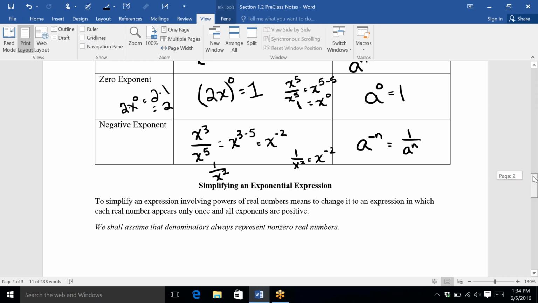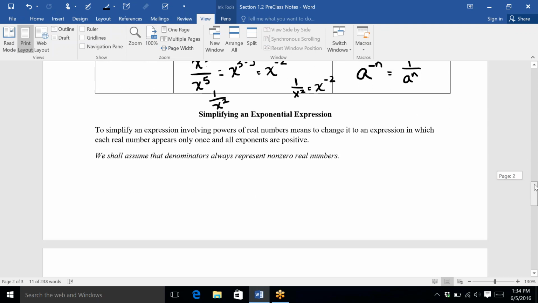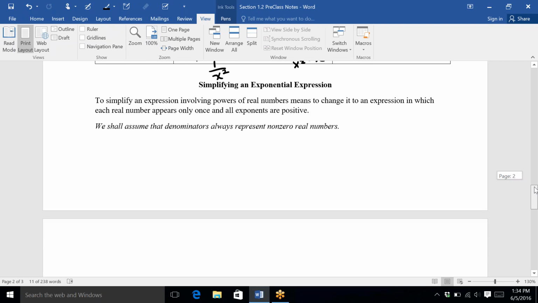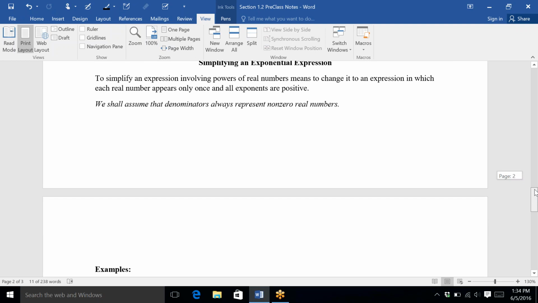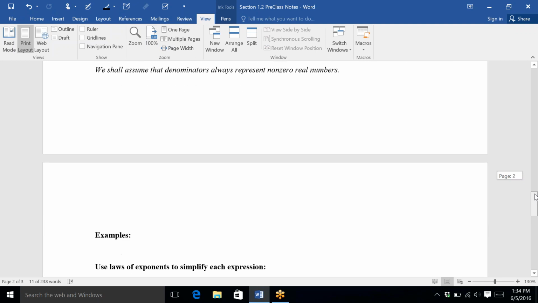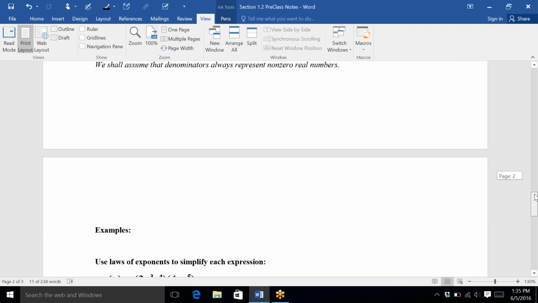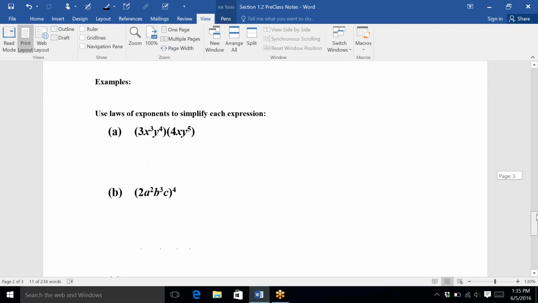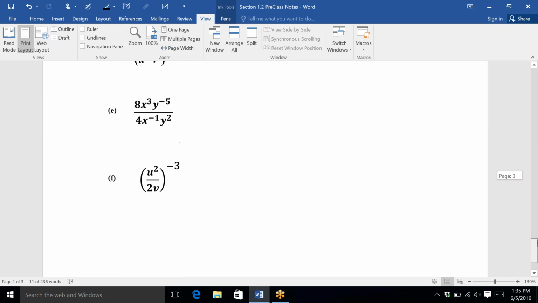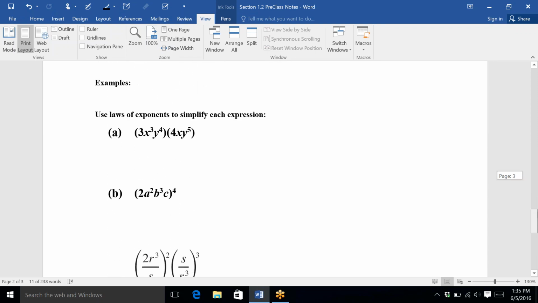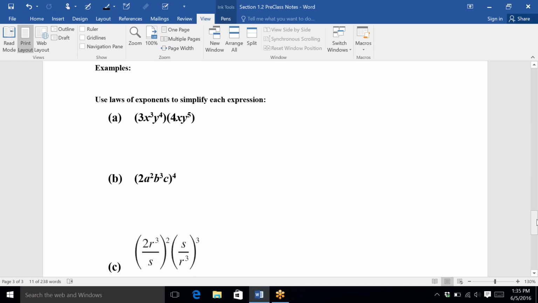Okay, let's talk about simplifying an exponential expression. To simplify an expression involving powers of real numbers means to change it to an expression in which each real number appears only once and all exponents are positive. And we're going to assume that the denominators always represent non-zero real numbers because you can't have 0 in a denominator. That is a domain error. So the remainder of this video is us just working through some examples that combine the rules that we've talked about. So let's look at A.